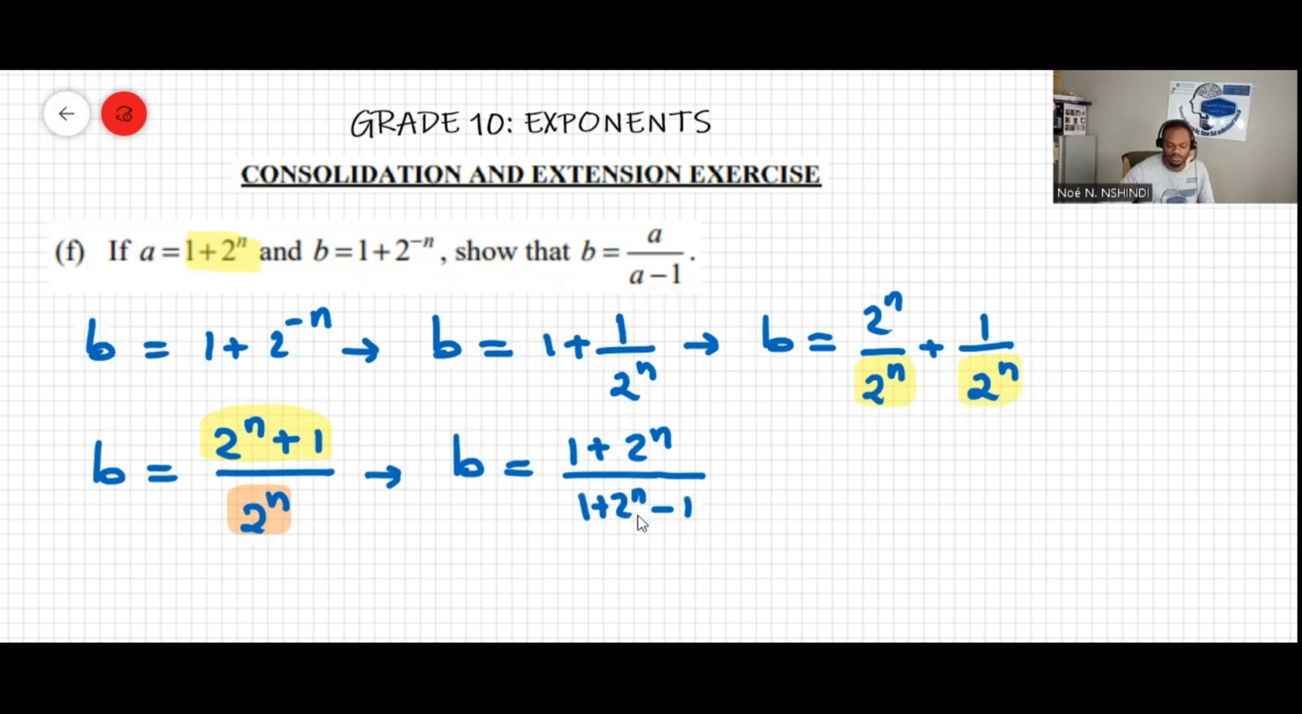So it is proven. Or I can write it like this. I want to show that 1 plus 2 to the n over 2 to the n is equal to A over A minus 1, which is 2 to the n plus 1 minus 1 over 2 to the n. Proven. Thank you.